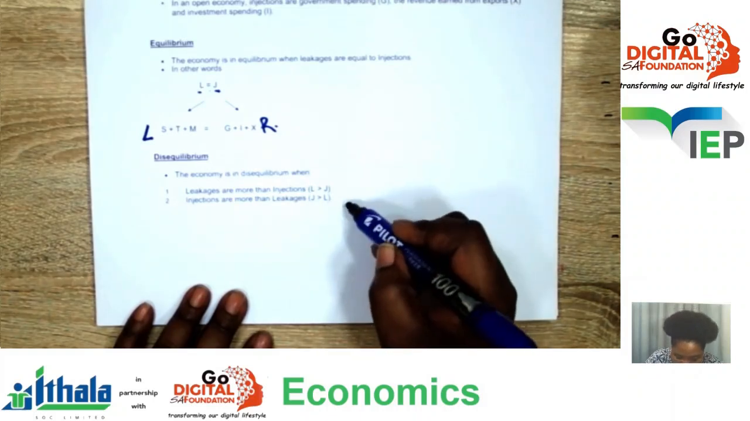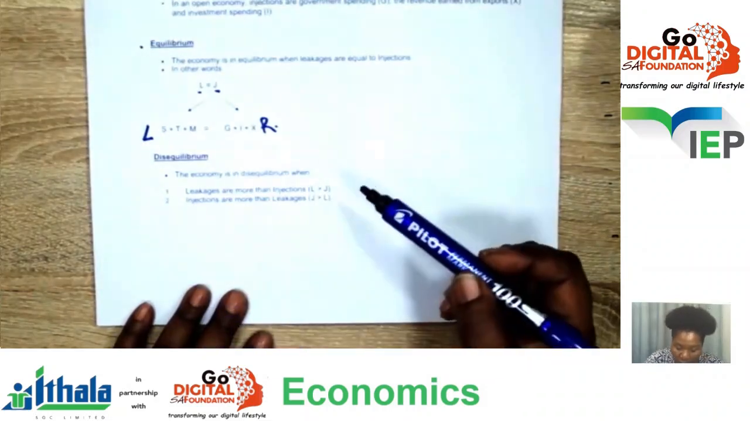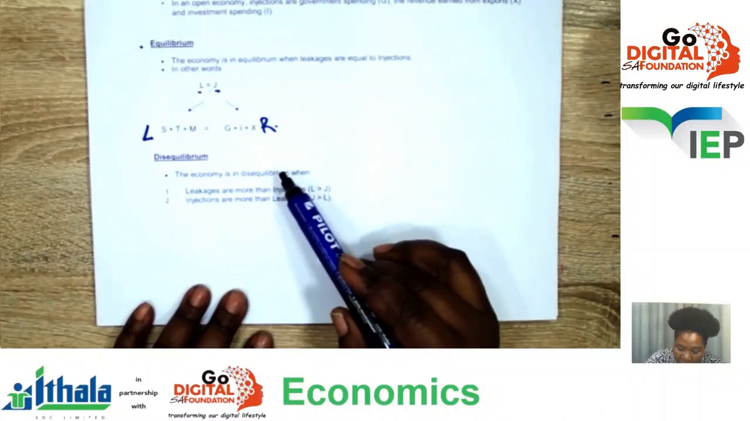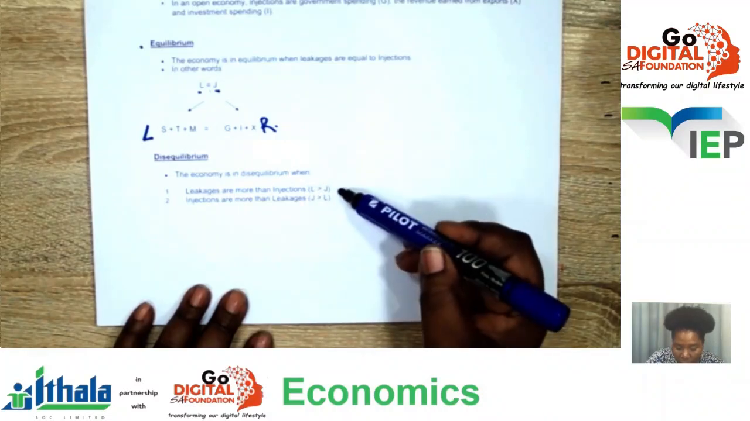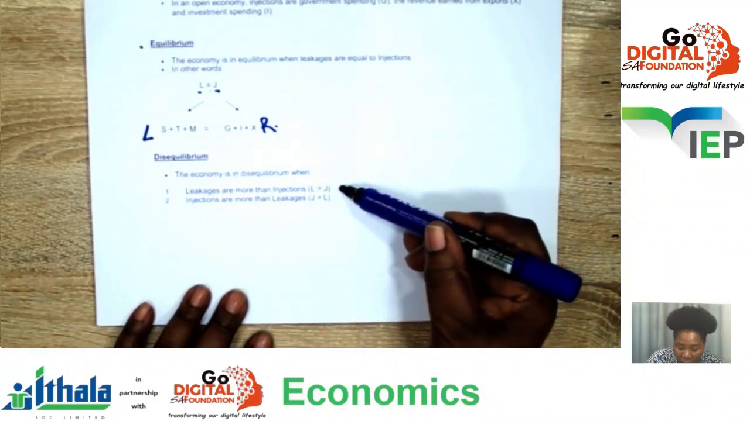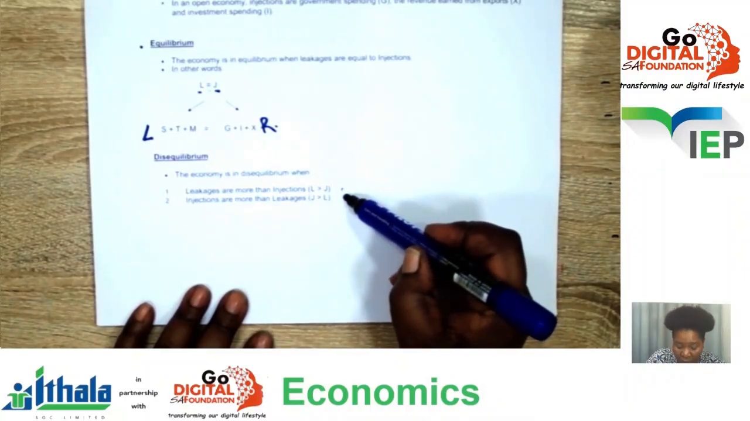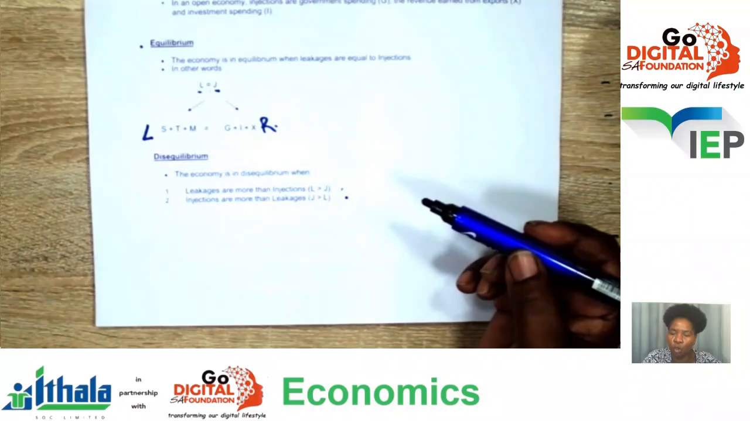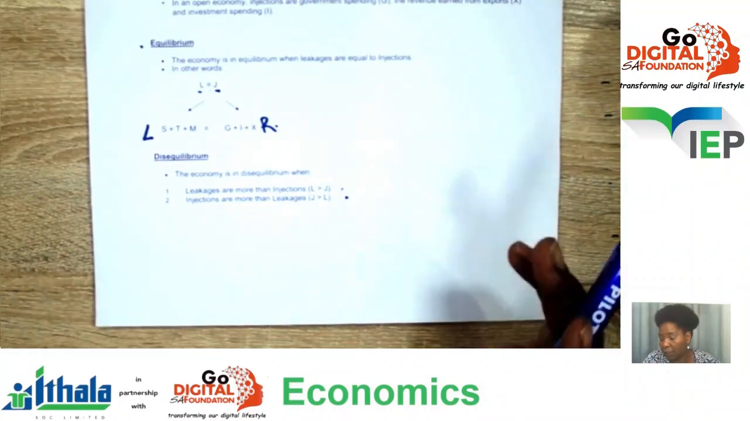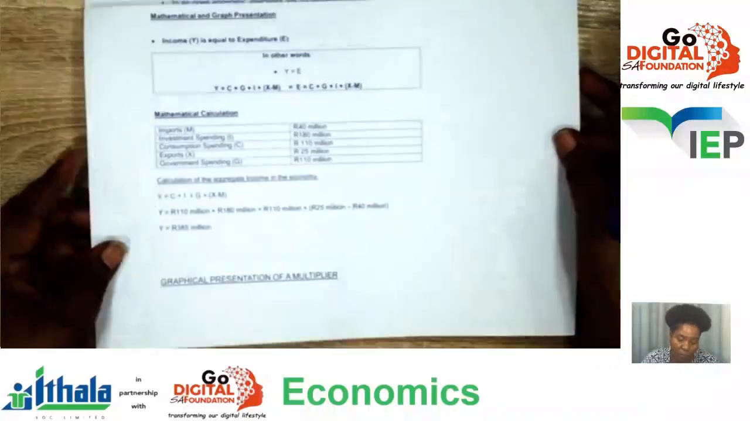I did a representation here which shows disequilibrium, which is the opposite of equilibrium. How does that happen? An economy is in disequilibrium when leakages are more than injections. This is how it's represented. And injections are more than leakages. This is how it's represented. So we know that each country will enjoy injections. But unfortunately, we don't live alone. We live with others. They also have the same interest as we do. Let's move on, good people.